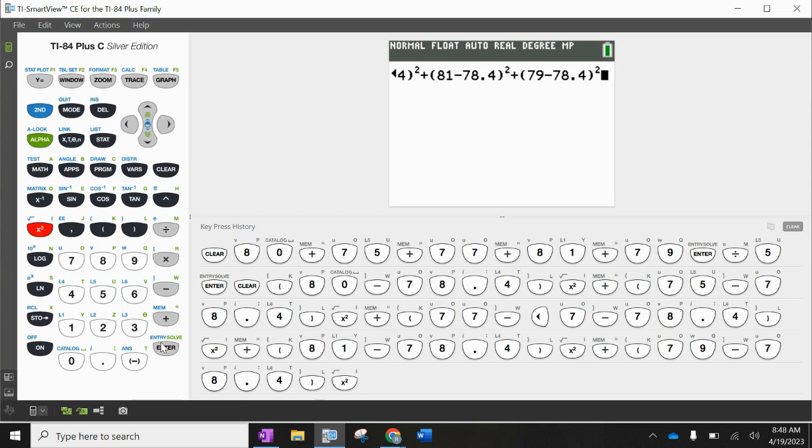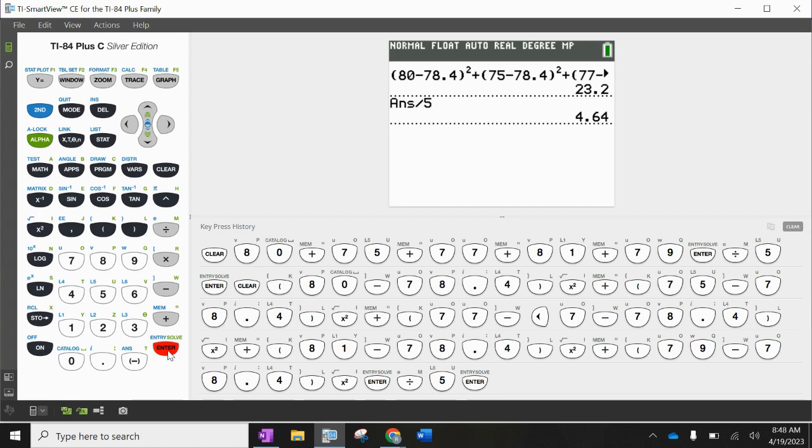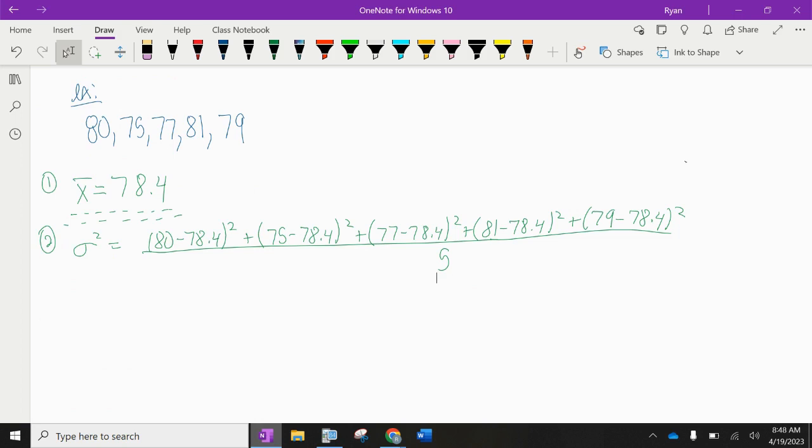Put my whole numerator, put everything in there. I'll hit enter. Then I have to divide that by 5. And I get my variance, which is 4.64. The variance isn't really that important, only because it's a step along the way. Do I write it down? What we want, the significant number, is the standard deviation.